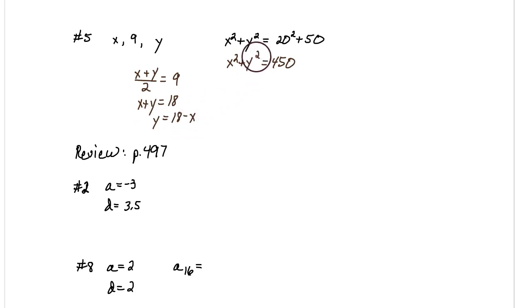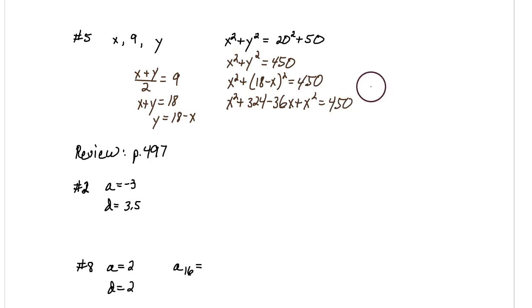Let's substitute that into this equation that we had started to create here. So we have x squared plus (18 minus x) squared is equal to 450. And now let's expand this binomial. So x squared plus 324 minus 36x plus x squared is equal to 450. This is a quadratic equation with x squareds. Let's combine like terms. We have 2x squared minus 36x minus 126 is equal to 0.